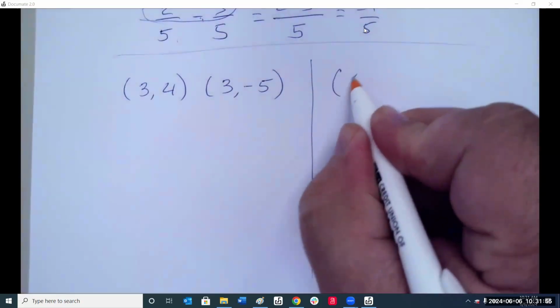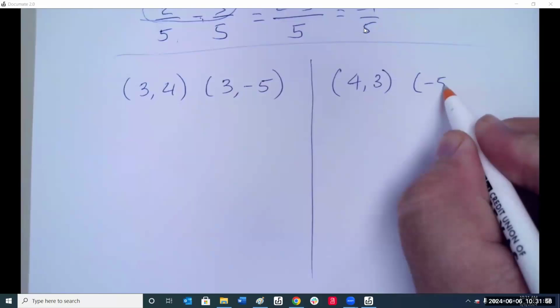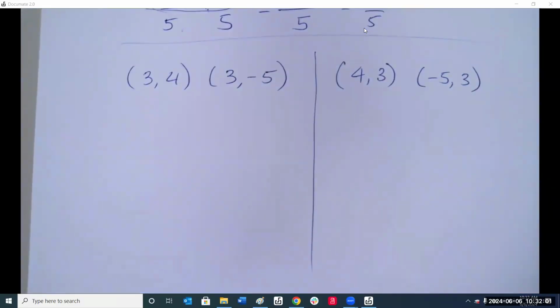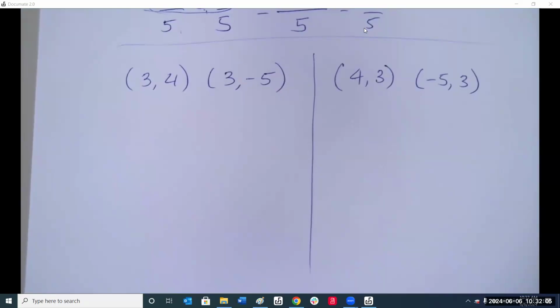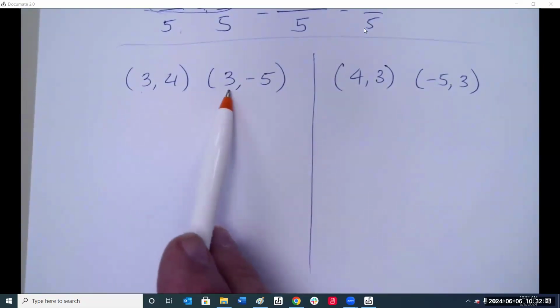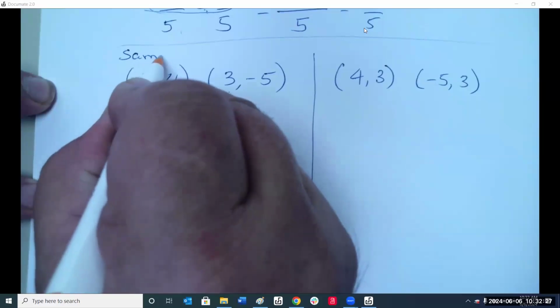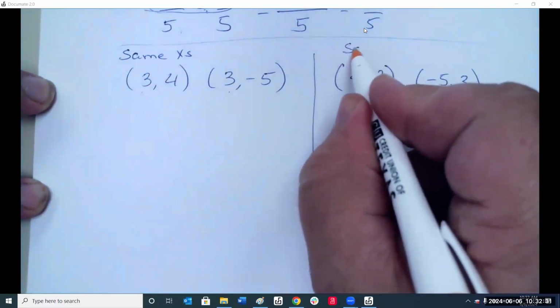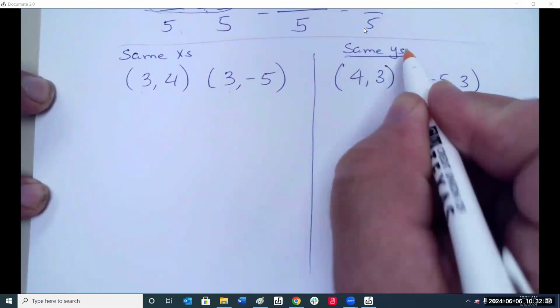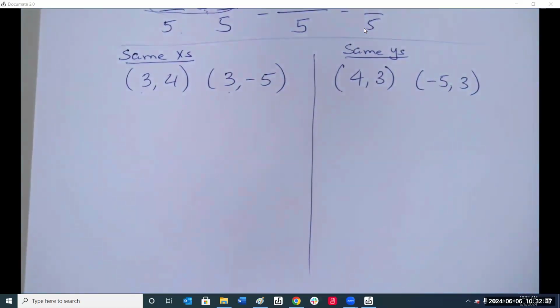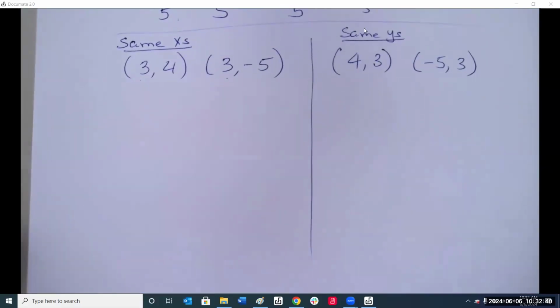We're going to look at these 2 examples. Let's put 4, 3. So to begin with, I want you to notice 2 things. In this first pair of points, what do we notice? The x values are the same. In the second one, the y values are the same. So here we have same x's, and here we have same y's. That's going to be important for us to look at this stuff later on in the very near future. So let's do the slope.